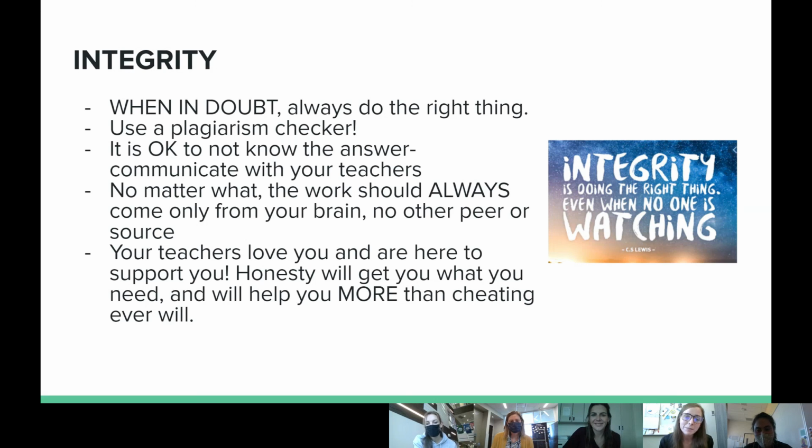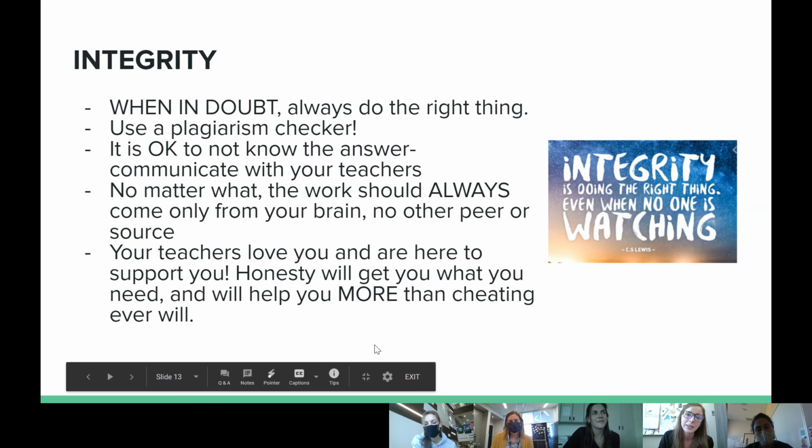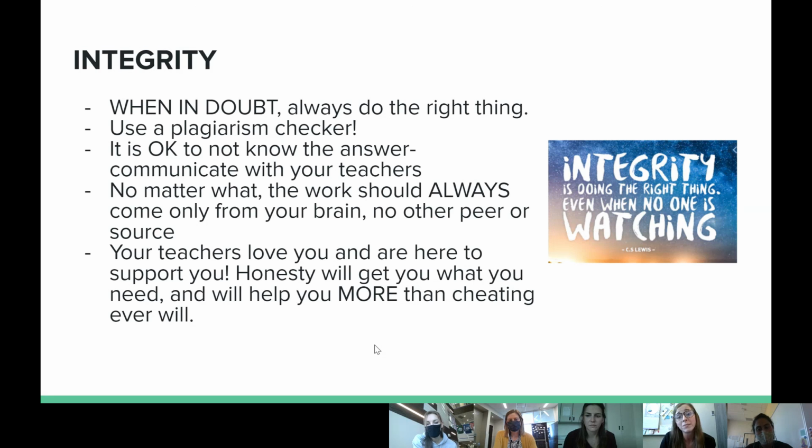All right, friends. So the big message here is that when it comes to integrity, when in doubt, always do the right thing. If you have questions about whether or not something is acceptable, ask your teacher. If you are worried that maybe you didn't cite your sources correctly before you turn in an essay, use a plagiarism checker. If you would like to know what one of those is, all of your English and history teachers have access to plagiarism checkers that they would be happy to supply to you. And like Ms. Pearson said, it is okay to not know the answer. Just let your teachers know, because if you don't know the answer, chances are maybe some of your peers don't as well, and having the courage to speak up is really helpful information for your teachers to know as they're working through content in your class.